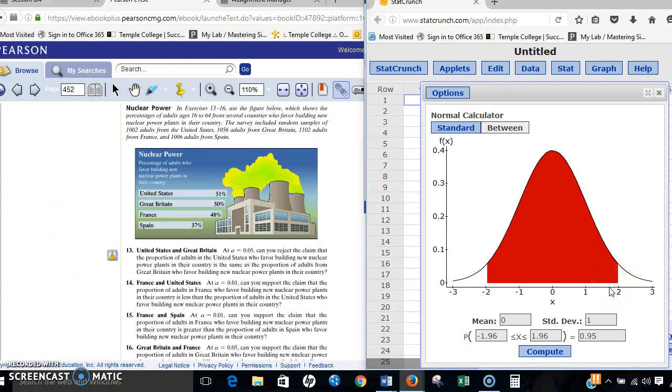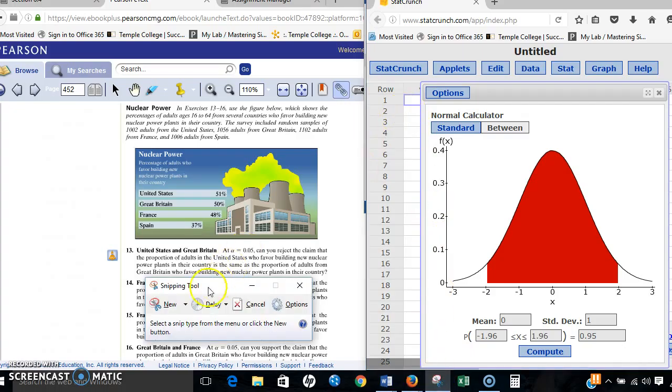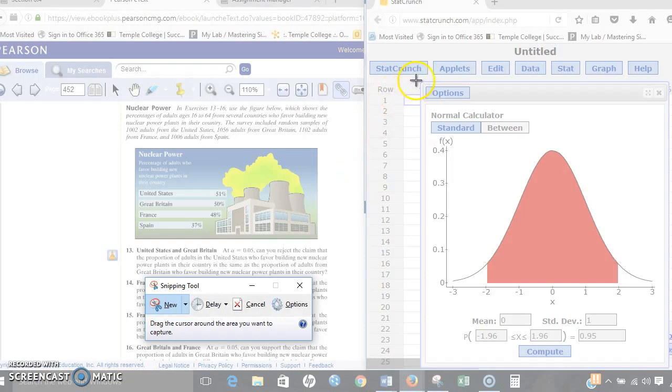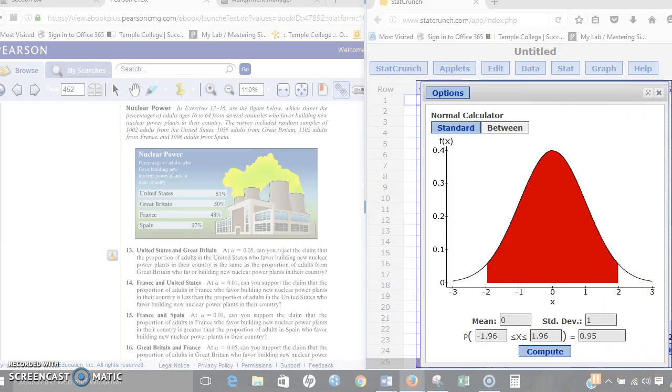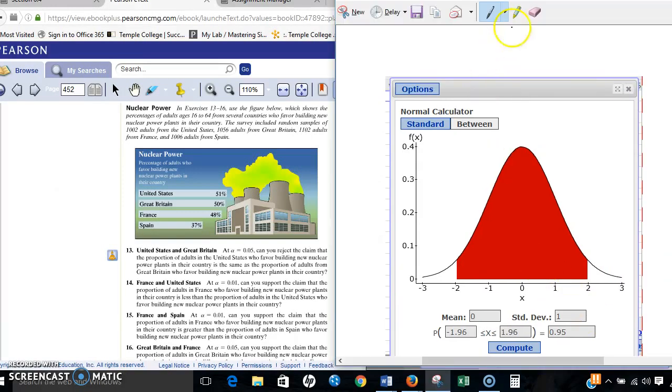So in this particular case, I'm going to do a little snip of this particular graph so that I can make some adjustments to it for you. I can actually shade in yellow the areas that would be the rejection region. So the yellow areas are my rejection region.